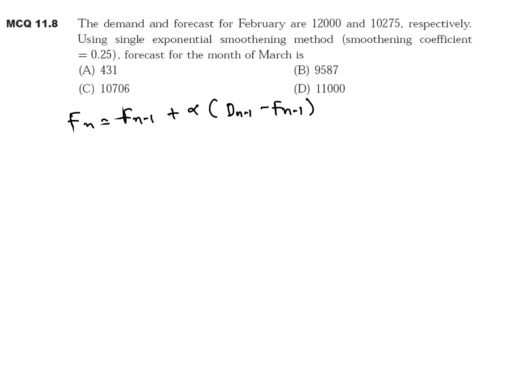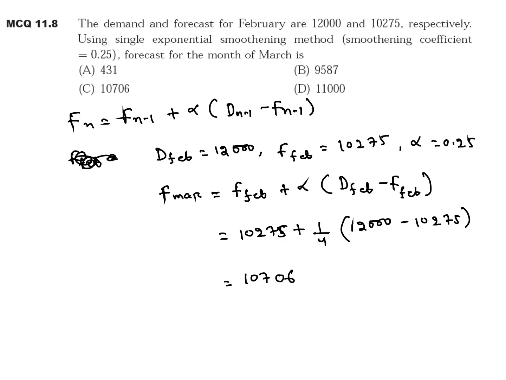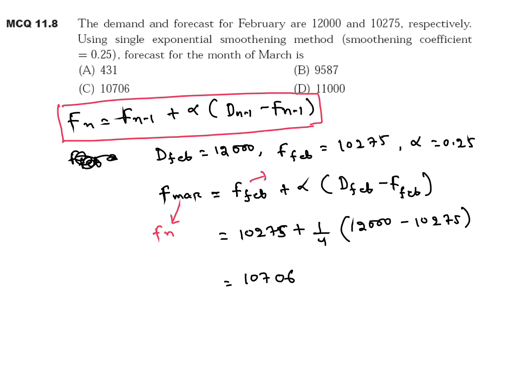Here our formula is this. Here we have to calculate F March. This is Fn minus 1, Dn minus 1 or previous demand, and here previous forecast. So if you put the values, you will get 10706. So C is the answer, forecast for the month of March.